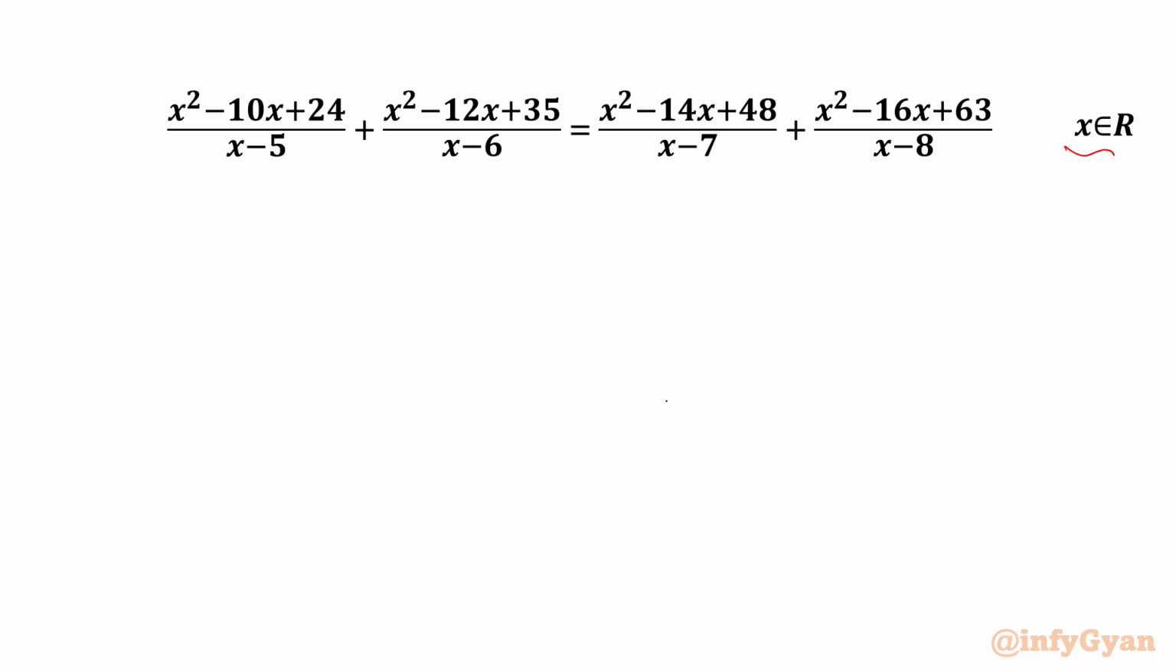Today in this video, we'll be solving one very interesting question from SMT 2019 for the real values of x. So let's get started by writing our denominators cannot be equal to 0. So x cannot be 5, cannot be 6, cannot be 7, cannot be 8.